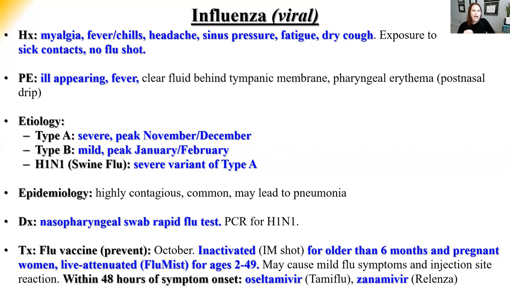How do we diagnose this? This is going to be a nasopharyngeal swab, which goes all the way back up to the brain, for a rapid flu test that can be done in any office. If we think this might be H1N1, we could do a PCR, a more formal genetic test.